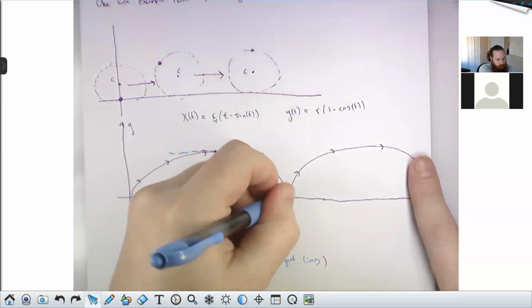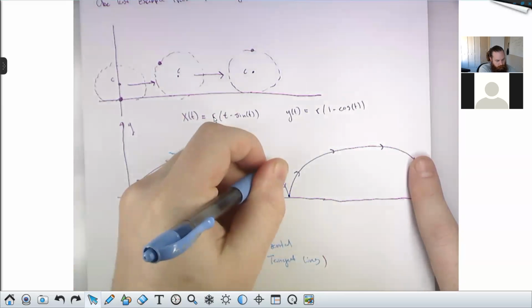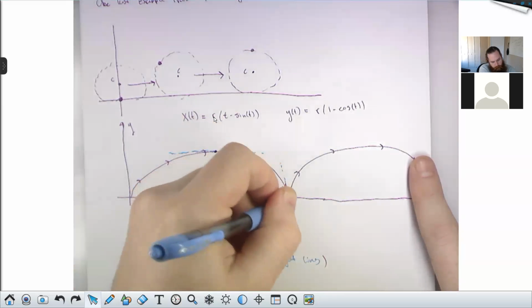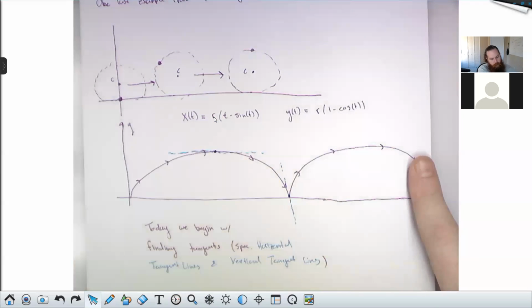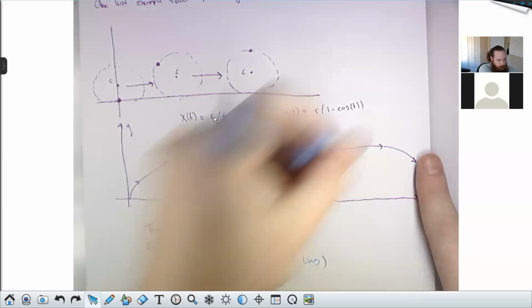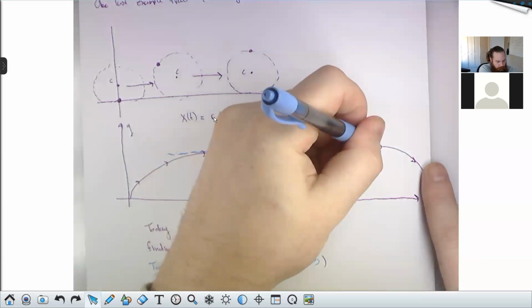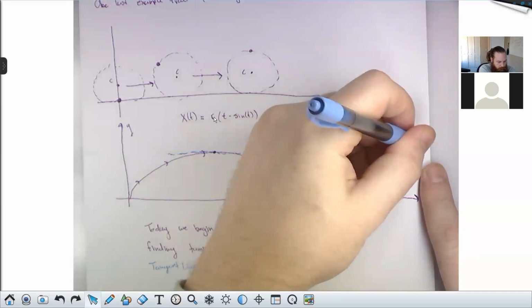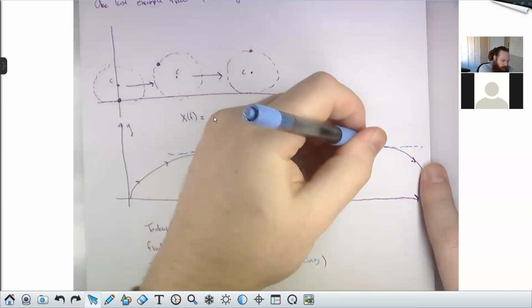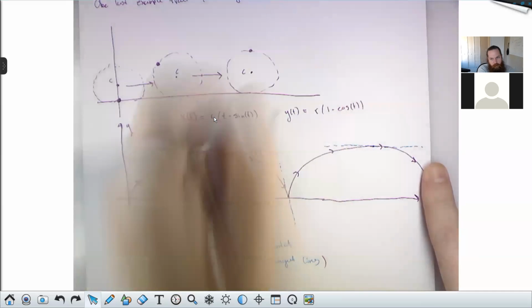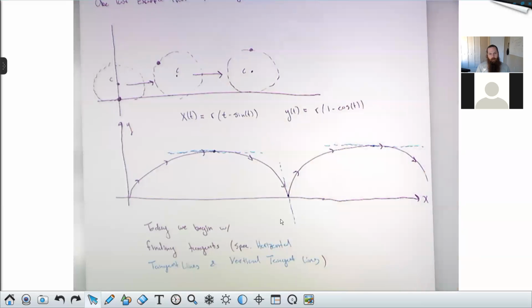Right here, I should have a vertical tangent, right? Because as you get closer and closer to this cusp, my tangent lines are getting really, really close to vertical. So at that cusp, my tangent line would be vertical. And then over here again, I'll have another horizontal tangent. And since these are periodic, since they repeat, anywhere you have a cusp like this, or a top of a hill like that, you would have a vertical or horizontal tangent.